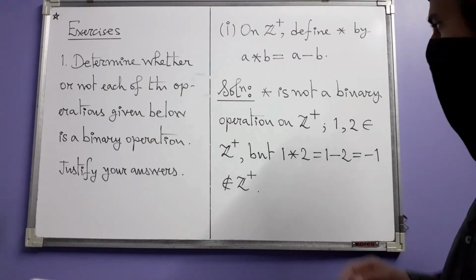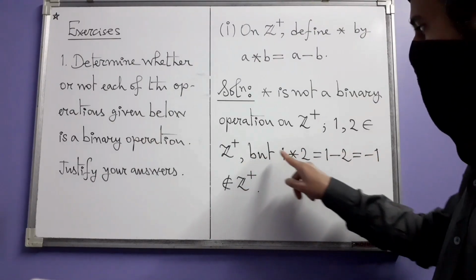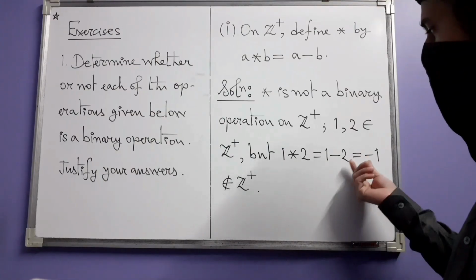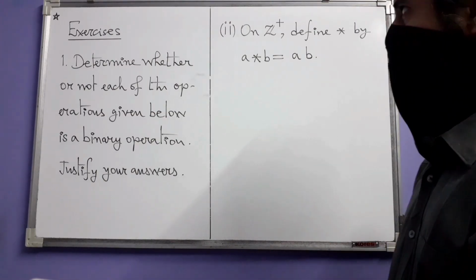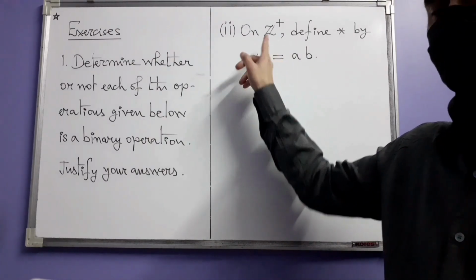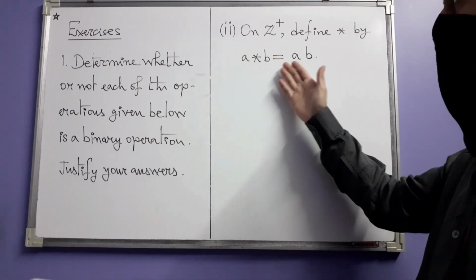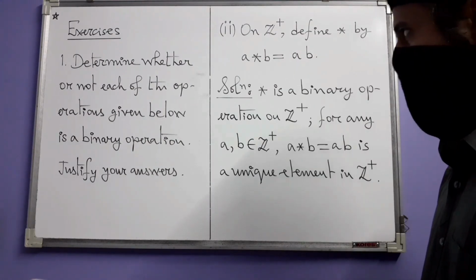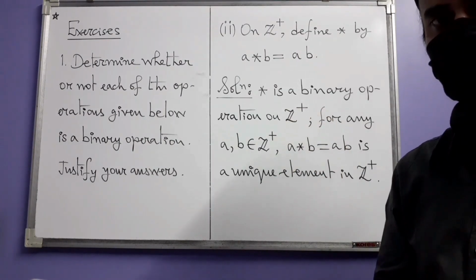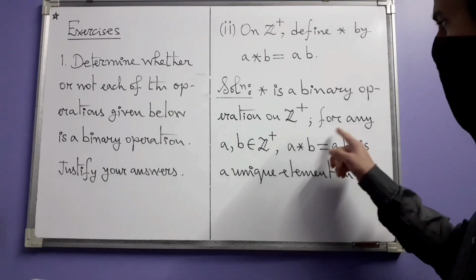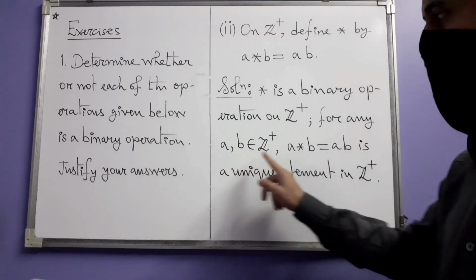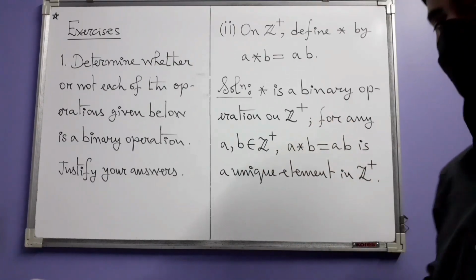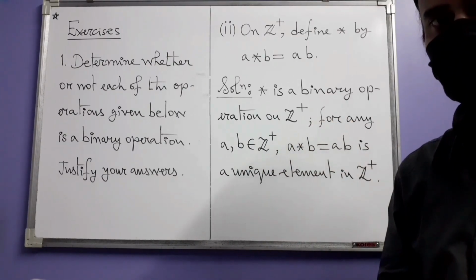It's very easy. 1 and 2 are in Z plus, but 1 star 2, which is 1 minus 2, is not in Z plus because it's minus 1. Next, number 2. This time also we have the set Z plus, but this time the operation is ordinary multiplication of positive integers. And this time it's a legitimate binary operation on Z plus. That is because for any two positive integers a and b, their product, which is our a star b, is a unique element in Z plus. That means it's also a unique positive integer.